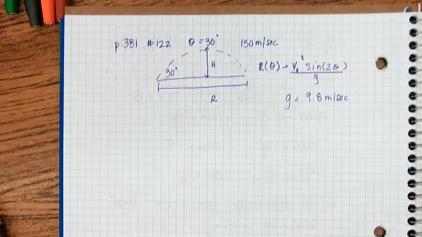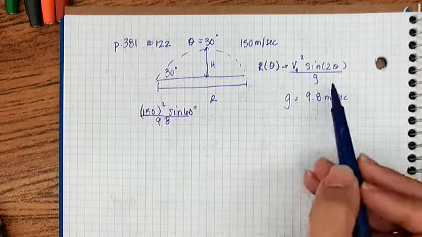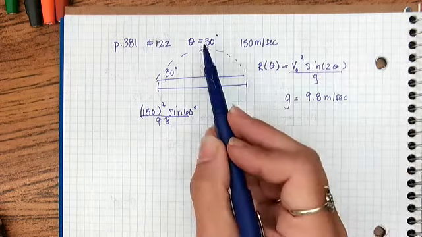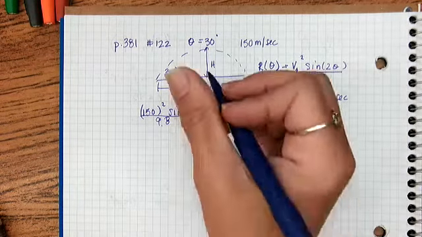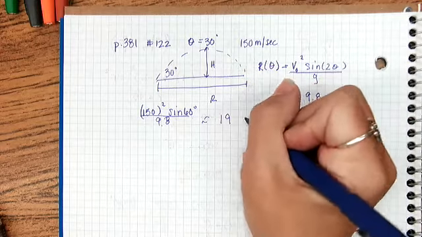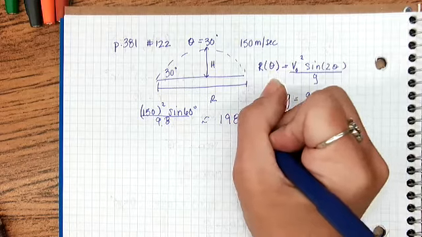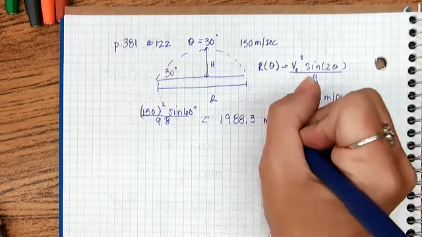Okay, so plug in. After you plug in, oh, by the way, this is 60 because it's 2 theta. So 2 times 30 is 60. So when you plug in, you get 1,988.3 meters.